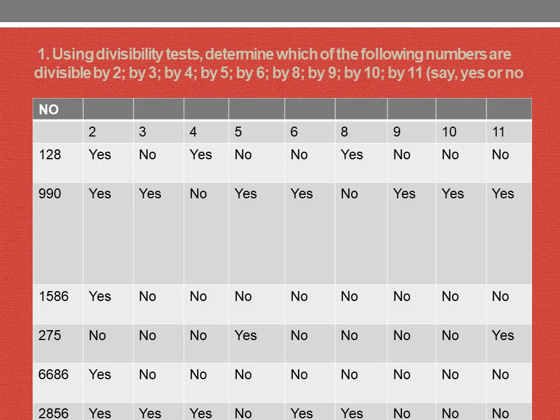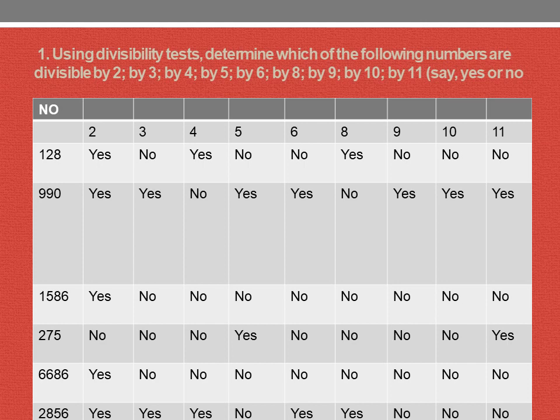Question number 1: using the divisibility tests, determine which of the following numbers are divisible by 2, 3, 4, 5, 6, 8, 9, 10 and 11. Say yes or no. If you are taking the number 128, we will check whether it is divisible by 2 or not. As the last digit is an even number, it is divisible by 2. Now for 3, how will you check? You have to add the digits. 1 plus 2 is equal to 3. 3 plus 8 is 11. 11 is not divisible by 3. That's why you write no.